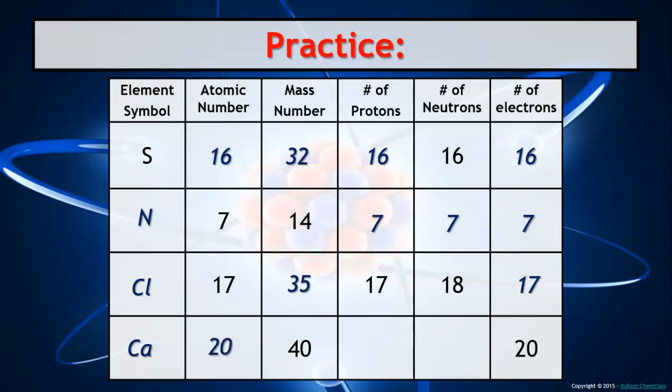So we just said we know the atomic number is 20 because this is a neutral atom. We know that the protons are 20 because we know the number of electrons, and it is a neutral atom.